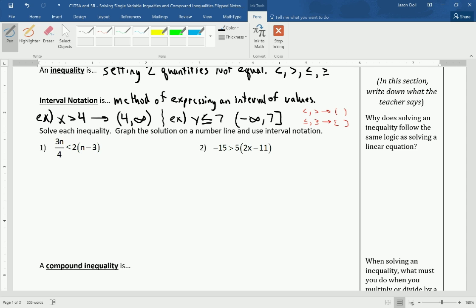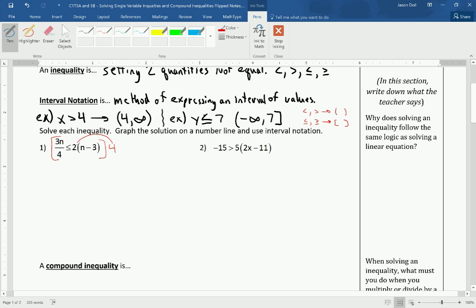So first thing we should notice here is that we have fractions, right? And we don't like fractions. So let's get rid of those fractions. So I'm going to use red here. I am going to multiply the entire equation by the least common multiple of the denominator. Since there's only one denominator and that's 4, I'm going to multiply by 4.